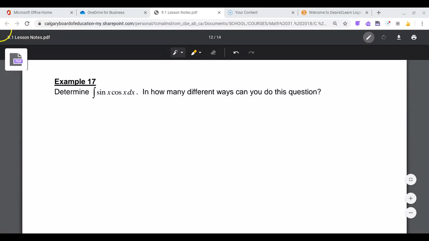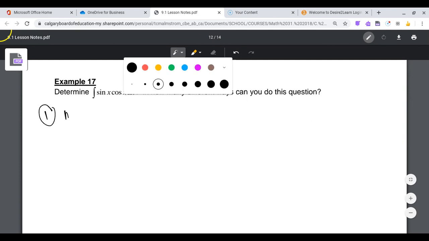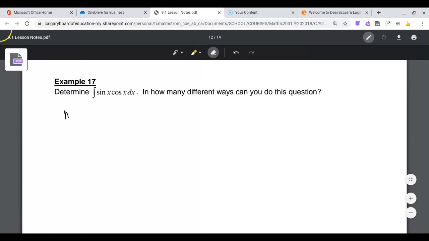Okay, last example, and it's a little bit of a complicated trig question. So how many different ways can we do this question? I can't just rely on that bypass rule where it was like sine kx. I can't rely on that. I'm going to have to go with my substitution rule. Sorry, I'm going to say this is method 1. Okay, method 1. What could I do?